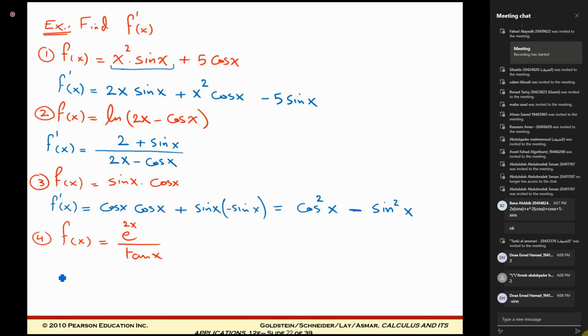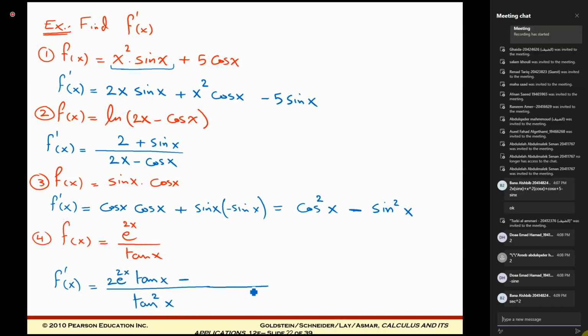If we have a fraction, we have the quotient rule. In the denominator this is tan square x. In the numerator, the derivative of the numerator, 2e to the 2x, multiplied by the denominator tan x, minus the numerator e to the 2x multiplied by the derivative of the tan, equal secant square of x. Okay, any question?